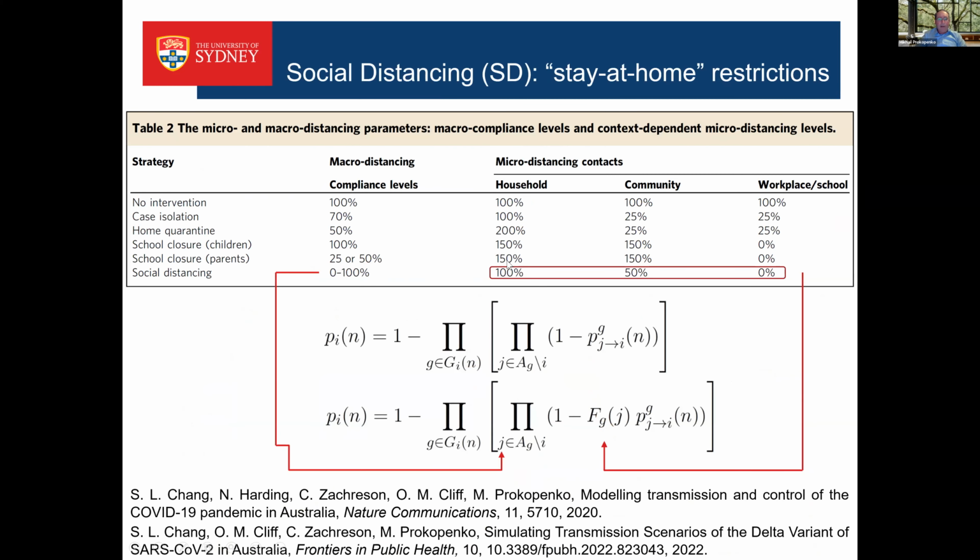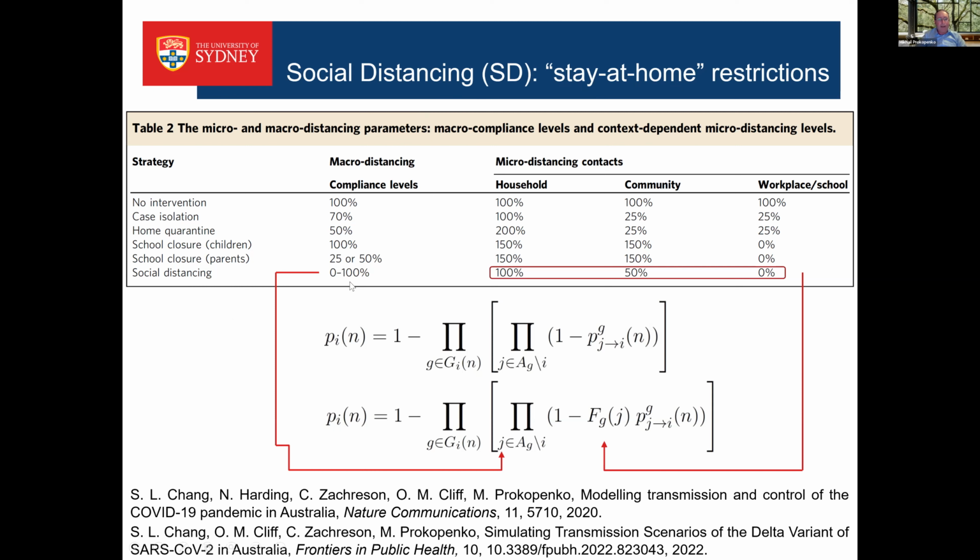Then we started looking at what do you do to control it, and social distancing or extent of stay-at-home restrictions. What fraction of people stays at home during this non-pharmaceutical intervention was our key parameter, in addition to other ones that you see here in the table.